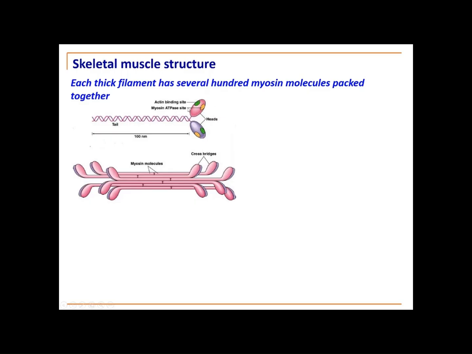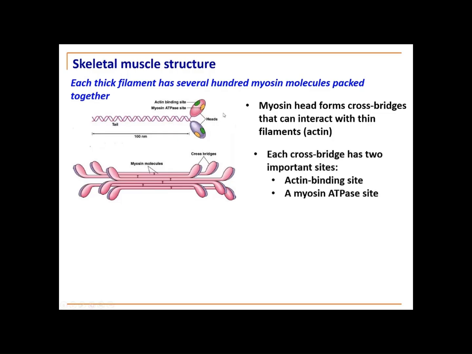And these cross bridges are going to torque and bind to the actin molecule. So the myosin head forms cross bridges. Like I said, they can interact with the thin filaments, which is really the actin. So therefore, you have an actin binding site, so that the myosin and the actin can bind together. But also you have a myosin ATPase site, because muscle contraction requires energy. So the ATPase breaks down the ATP to ADP plus the phosphate. So those are two very important sites.